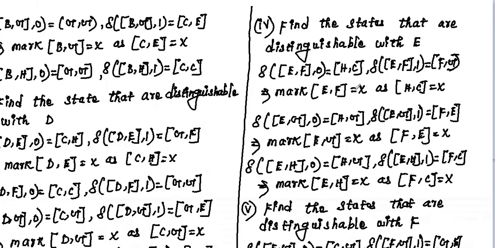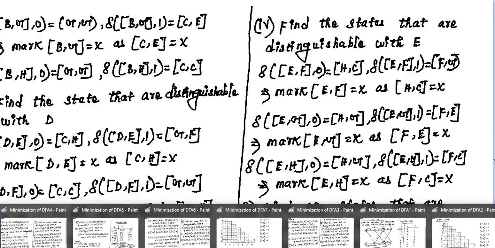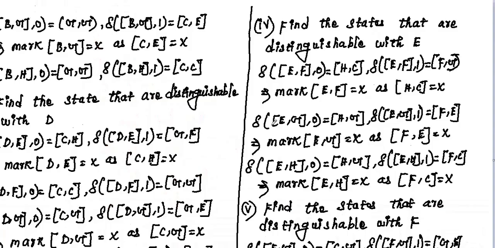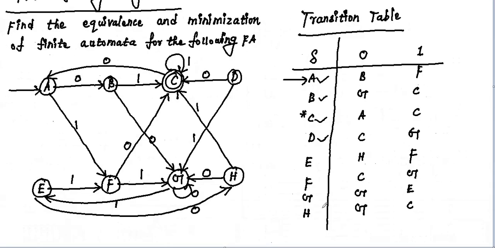Then mark EF equal to cross mark because HC equal to cross mark. Go to the matrix table, EF cross mark. Next pair, EG, and apply inputs 0, 1. EG on 0 is HG, EG on 1 is FE.